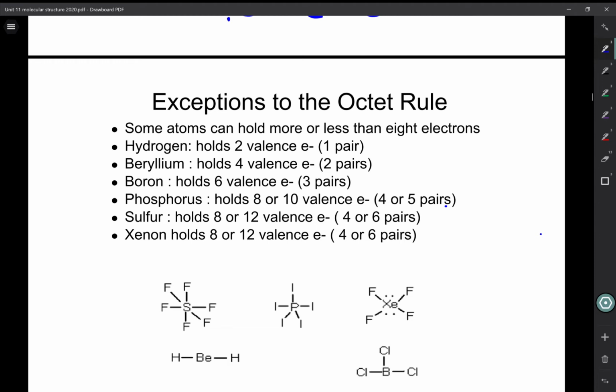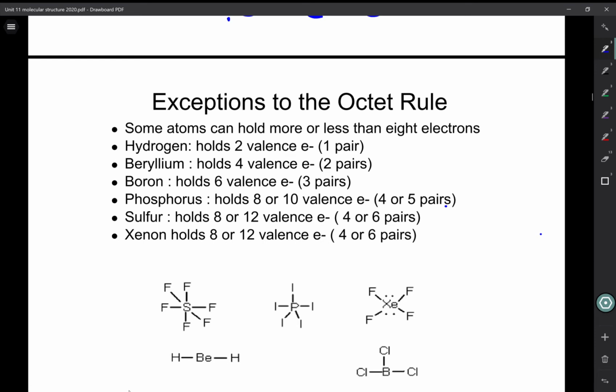Then there are some atoms that are actually large enough that they can accept more than 8 electrons. So they'll go beyond the octet rule. So they can hold 10 electrons, 12, so they can do that. So those are the exceptions to the octet rule. So here's a couple right here, and we'll do some examples in this video as well.